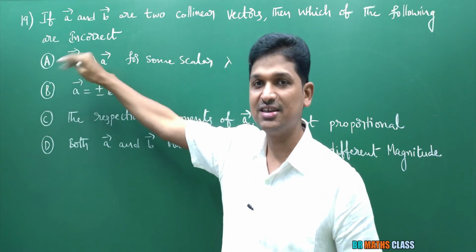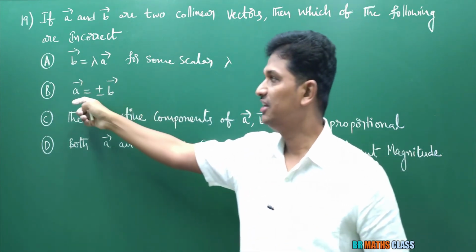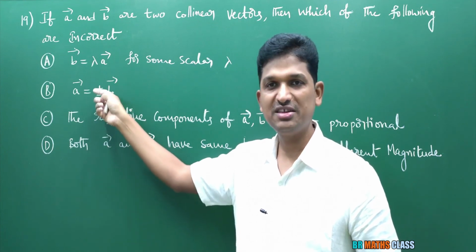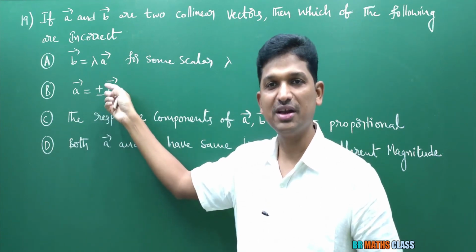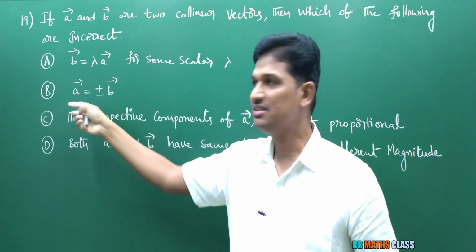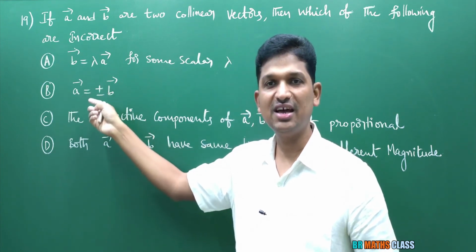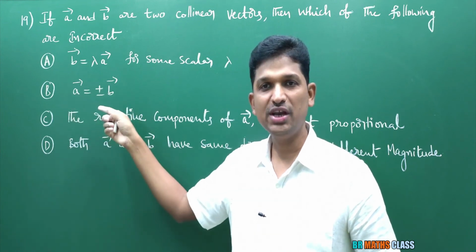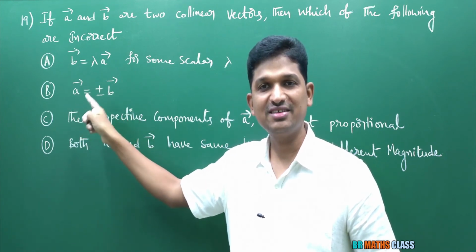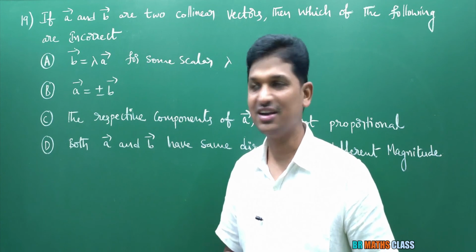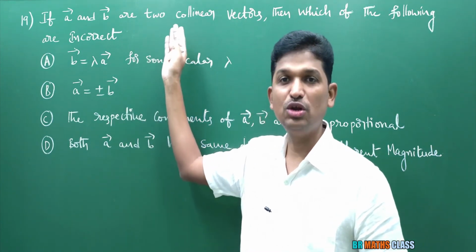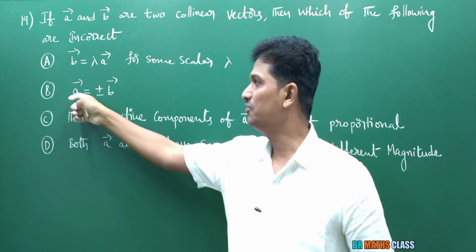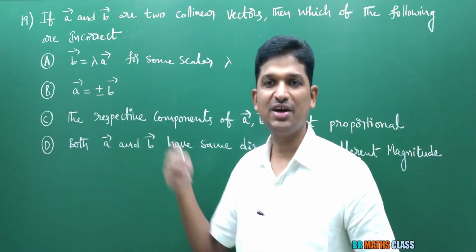You observe here, a bar equal to plus or minus b bar. Plus or minus b bar means plus or minus 1 into b bar. Here also a bar is plus or minus 1, that is scalar, into b bar. In this statement also, you can identify that one vector is scalar multiple of other vector. So, as they given the vectors are collinear vectors, this option also holds good.